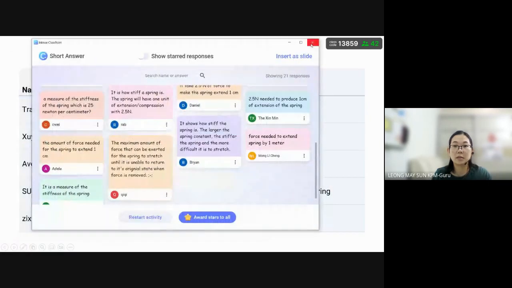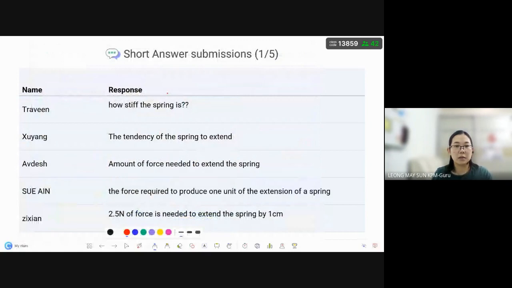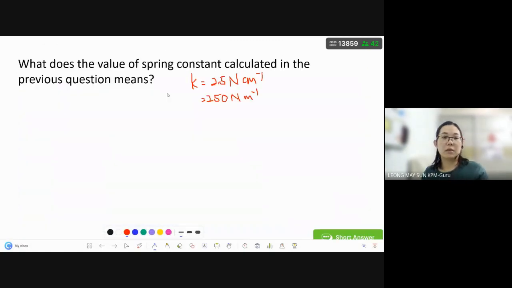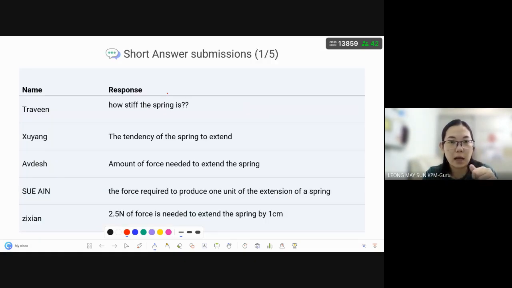Let's see the answers. Question was, what does the value of the spring constant calculated from the previous question mean? So let's see some of your answers. How stiff the spring is, the tendency of the spring to extend, amount of force needed to extend the spring. Sabrina: the force required to produce 1 unit of extension of the spring. Zixian actually says 2.5 Newton of force is needed to extend the spring by 1 centimeter. Out of this whole entire page, Zixian's the only one who got it correct.